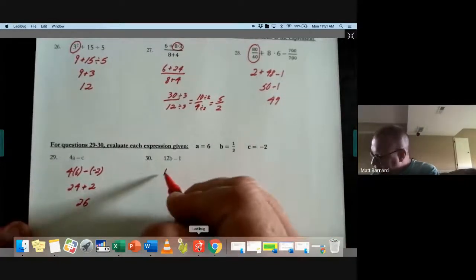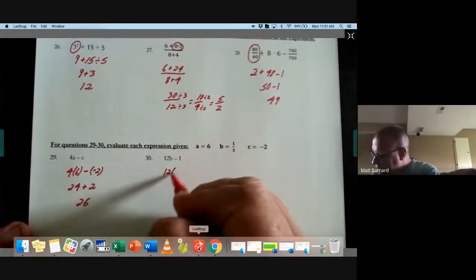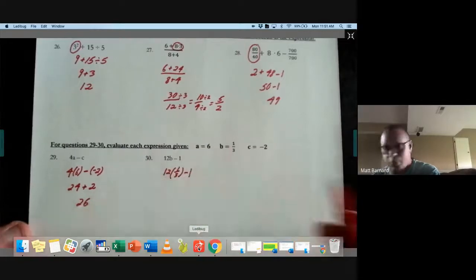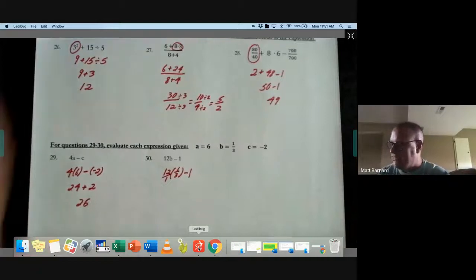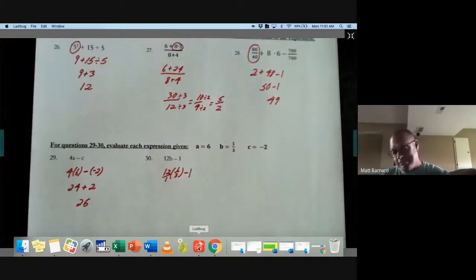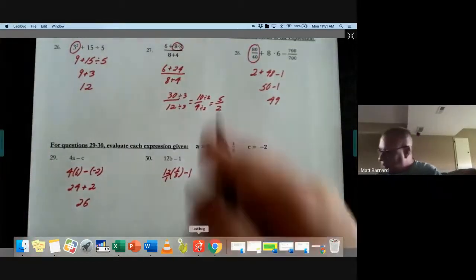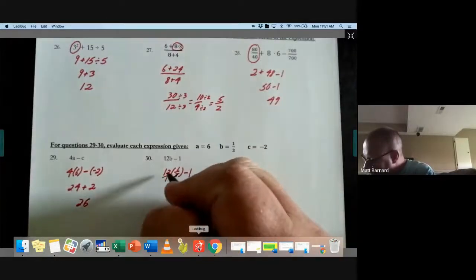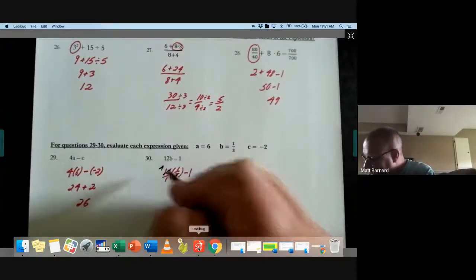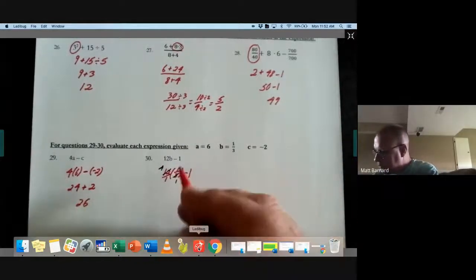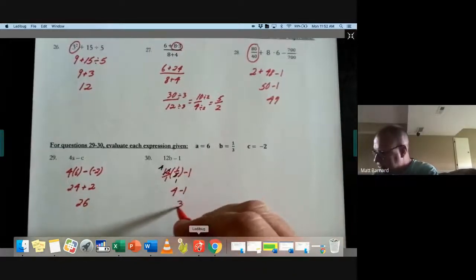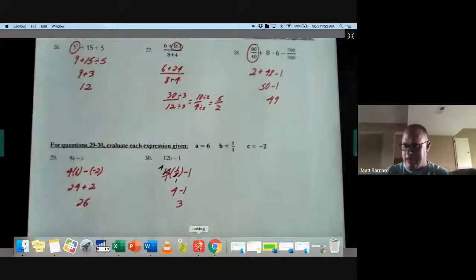Finally, number 30. We have 12 times B, which is 1/3, minus 1. When I multiply fractions, I'm going to change that to 12 over 1. I can multiply across, or I know that 3 goes into 12 4 times. So this fraction operation becomes 4 minus 1, which is just 3, and we are done.